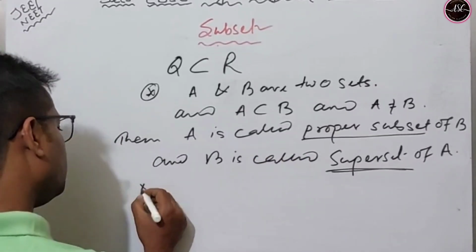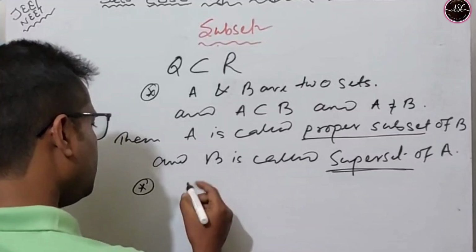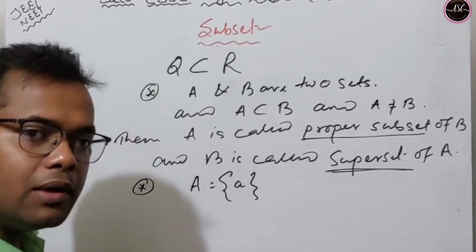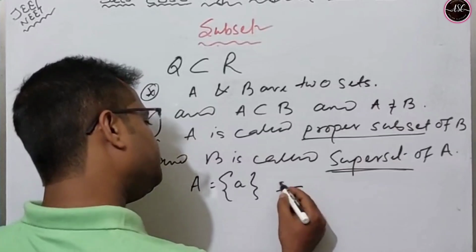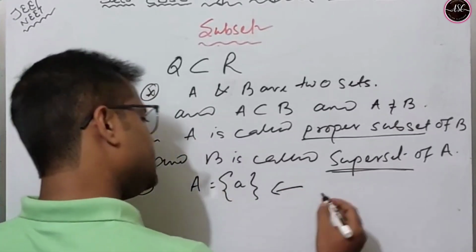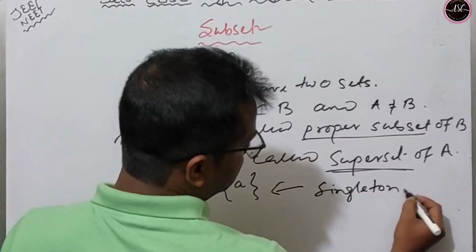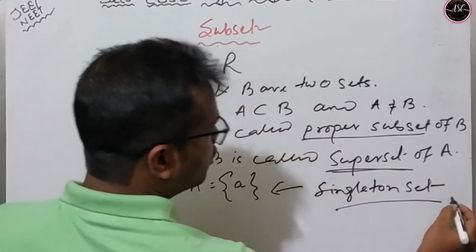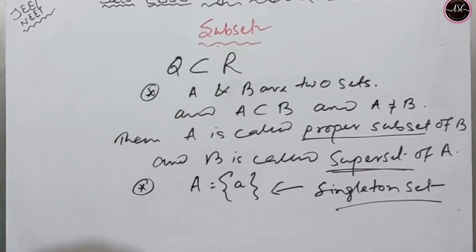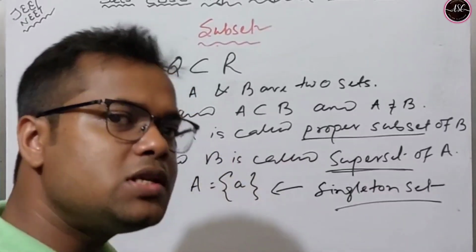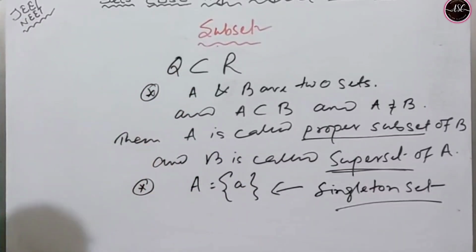Let another example. A is a set which has a single element. Then the set is called a singleton set. So what is the definition of a singleton set? If any set has only one element, then the set is called a singleton set. That is the example.